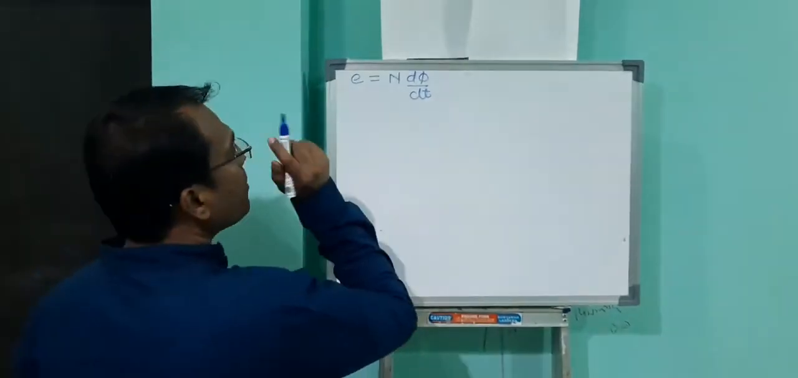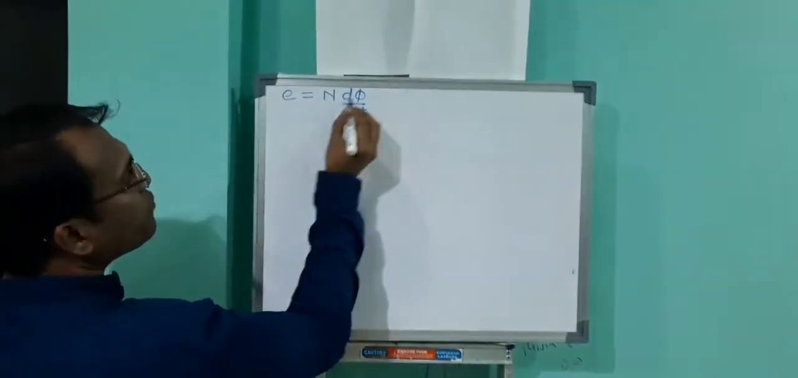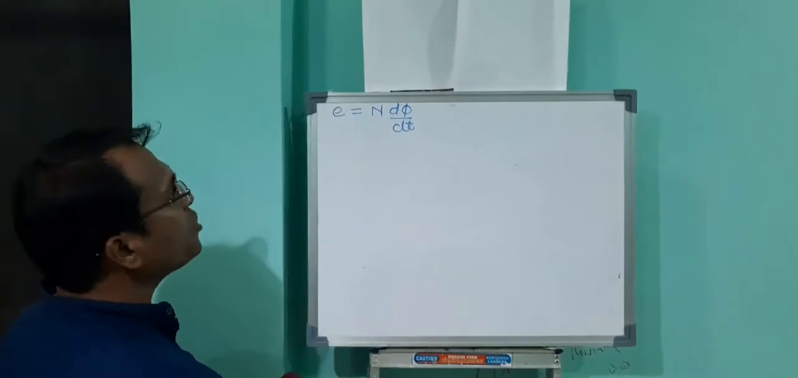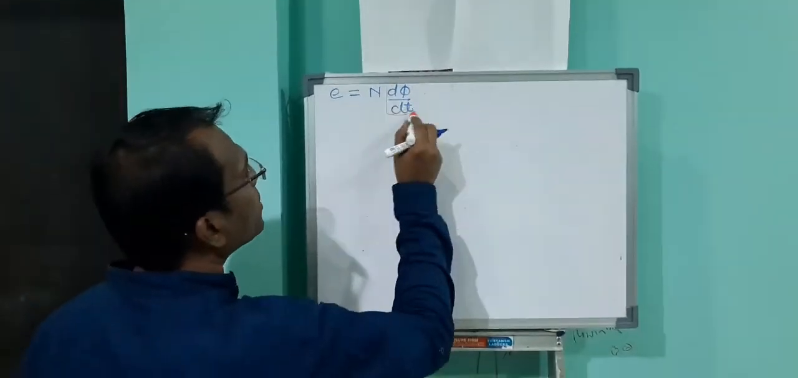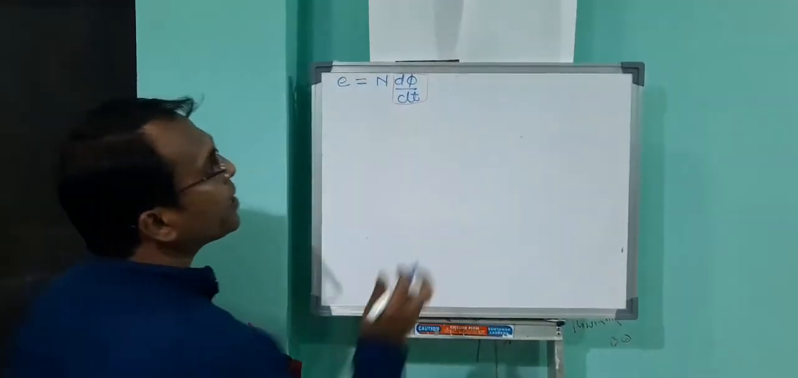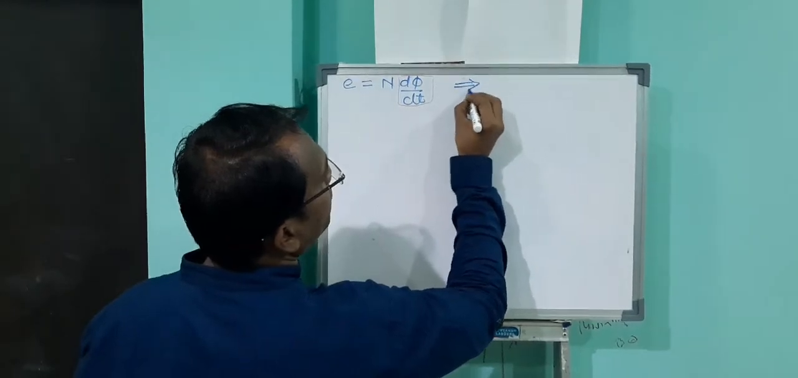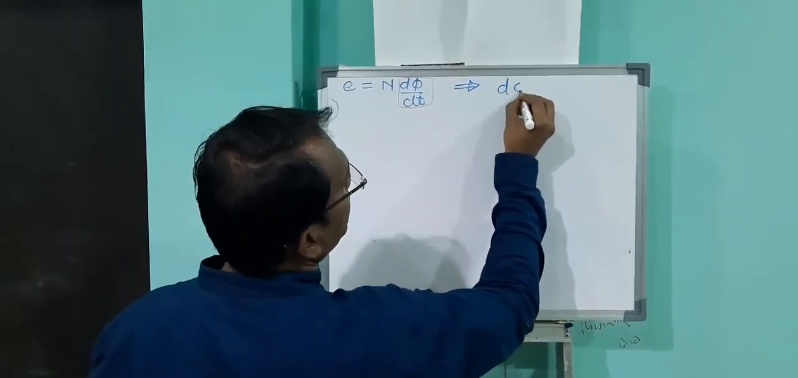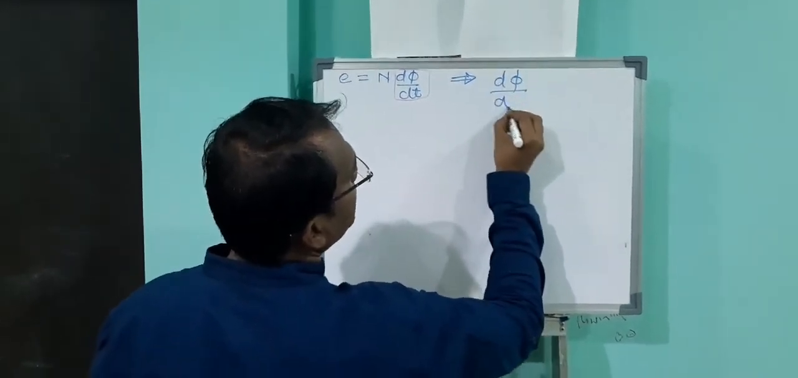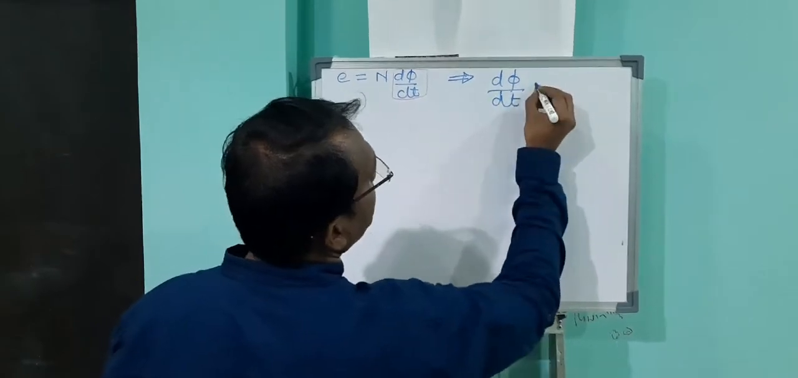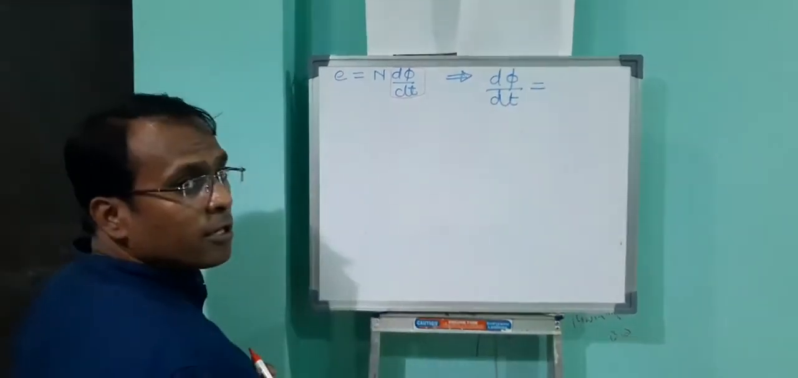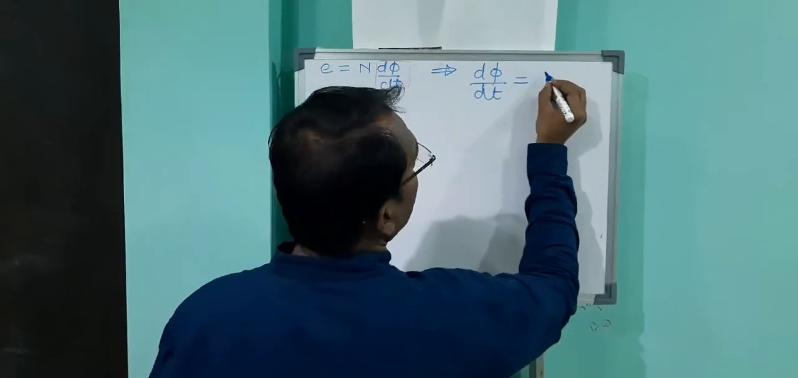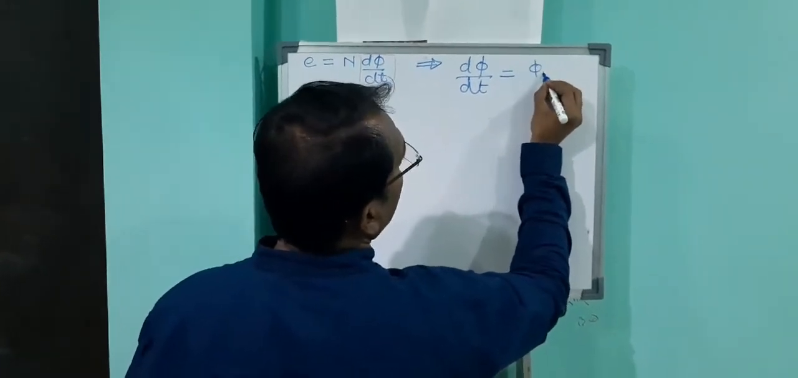ठीक है. उसके बाद क्या बोला गया अपन ने कि रेट ऑफ चेंज ऑफ फ्लक्स, ये पर्टिकुलर रेट ऑफ चेंज ऑफ फ्लक्स को अपन ने सेपरेटली निकालना है. तो क्या किया अपन ने? दिस रेट ऑफ चेंज ऑफ फ्लक्स को अपन ने सेपरेटली लिखे d phi by dt. अब ये जो d phi by dt है, तो d phi क्या है आपका? तो d phi इज नथिंग बट योर phi m.